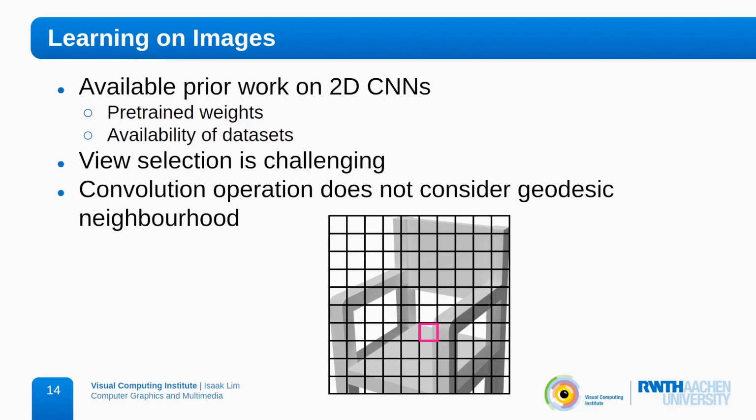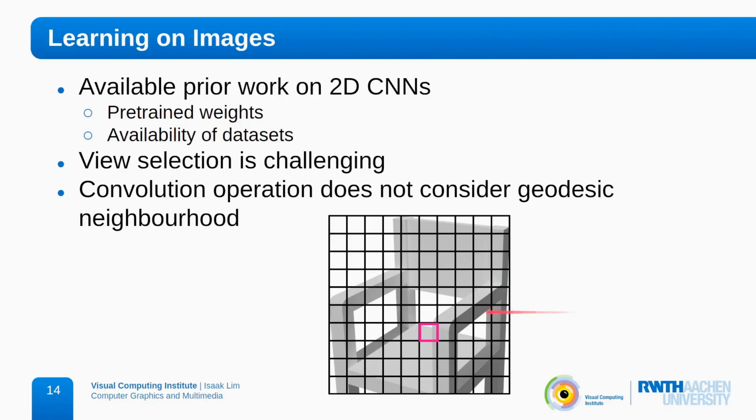Now, the downside here is that view selection is challenging. So for complex shapes, how do we choose the correct set and position of virtual cameras in order to capture all the necessary information? And finally, if we do a convolution on such a projection of the 3D shape, then we are not really considering the geodesic neighborhood of the shape. Depending on our task, this might be of interest.